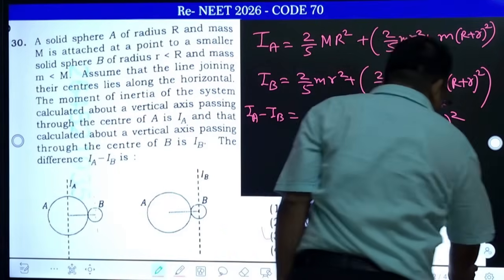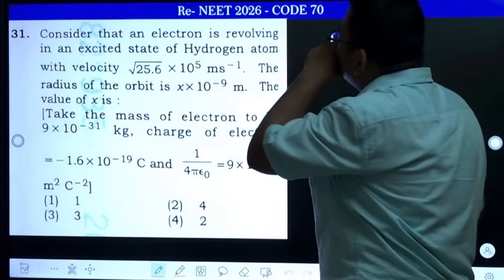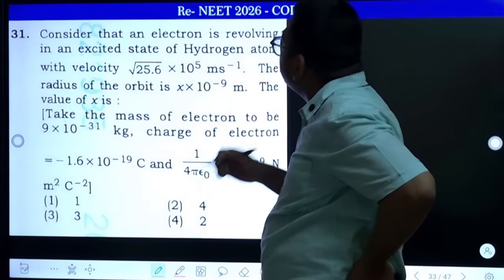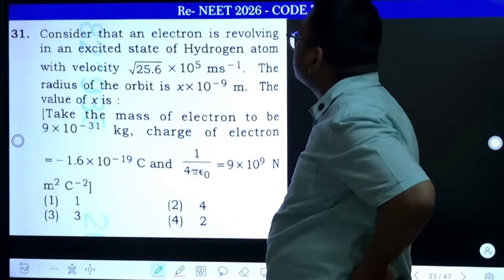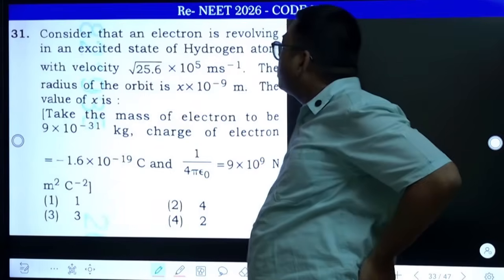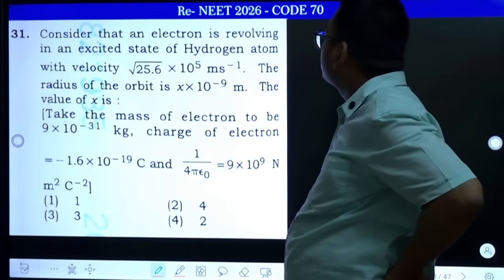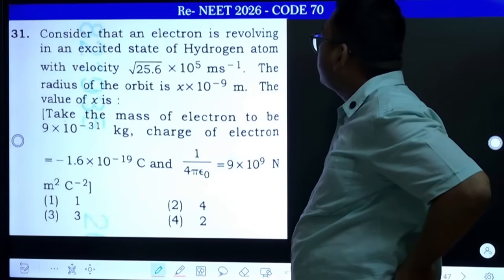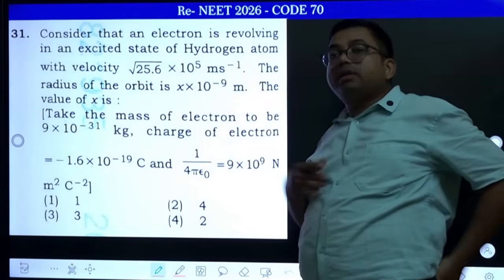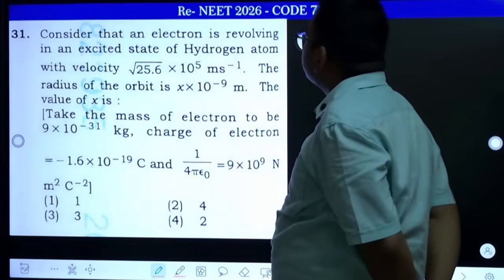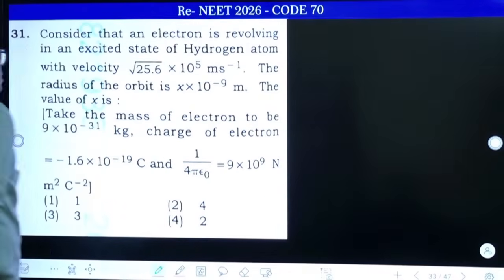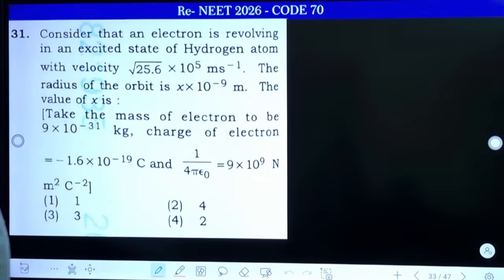Let us move to the next. Consider an electron revolving in an excited state of the hydrogen atom with a velocity they have given. The radius of the orbit is given, and we need the value of x. The electron is in an excited state.